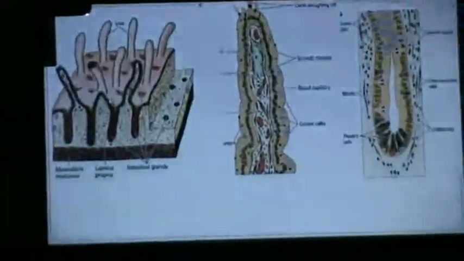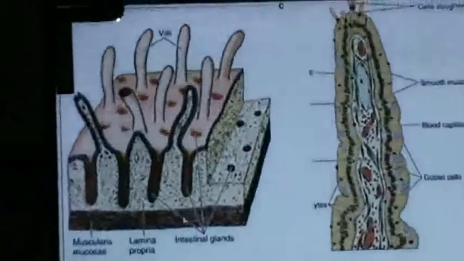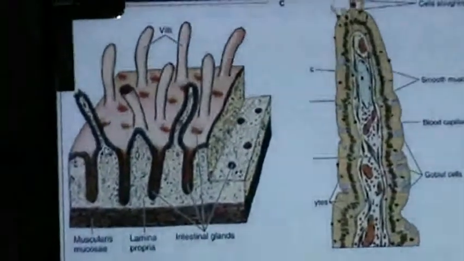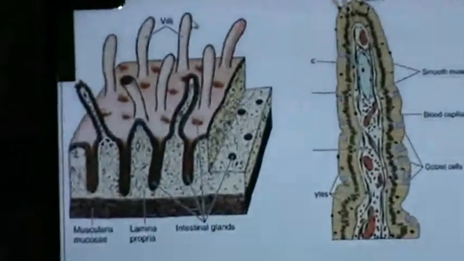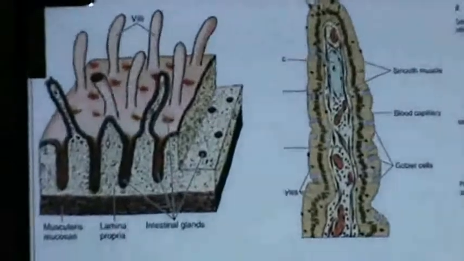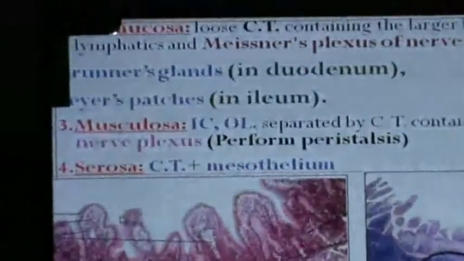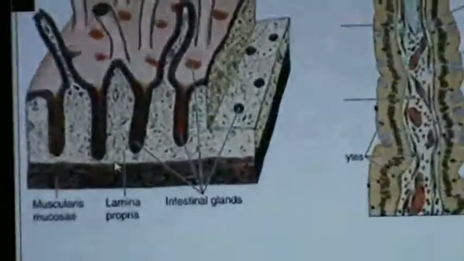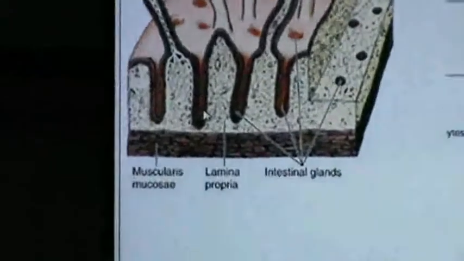That's what we observe in the mucosa of the small intestine. That's the surface. Projecting above the surface are these finger-like projections, the villi. At the base of each villus, deep invagination into the lamina propria of connective tissue forms the intestinal glands or crypts of Lieberkühn.